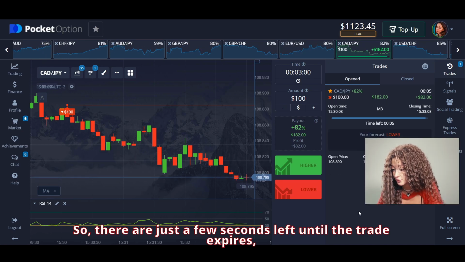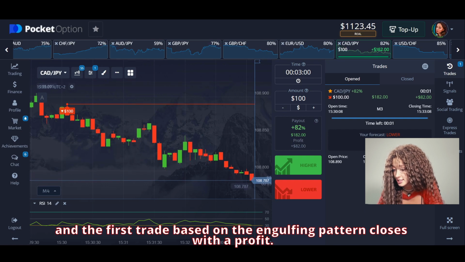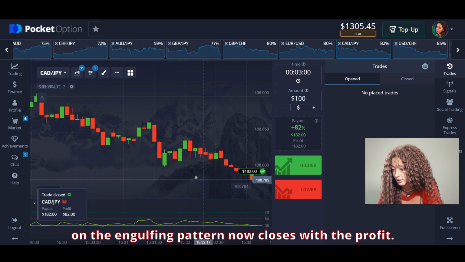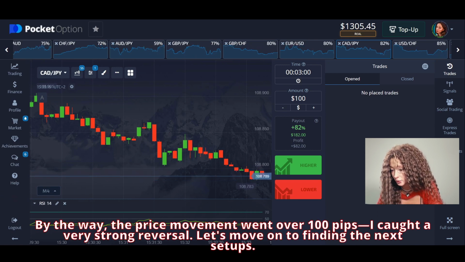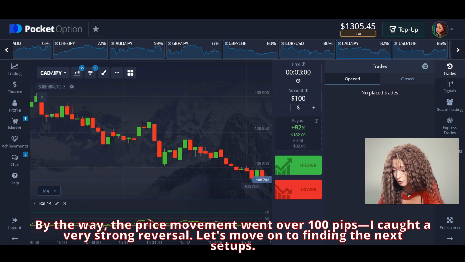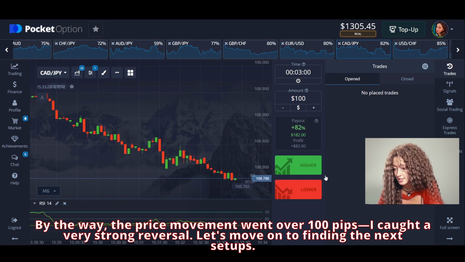So there are just a few seconds left until the trade expires, and the first trade based on the engulfing pattern closes with a profit. By the way, the price movement went over 100 pips. I call it a very strong reversal. Let's move on to finding the next setups.